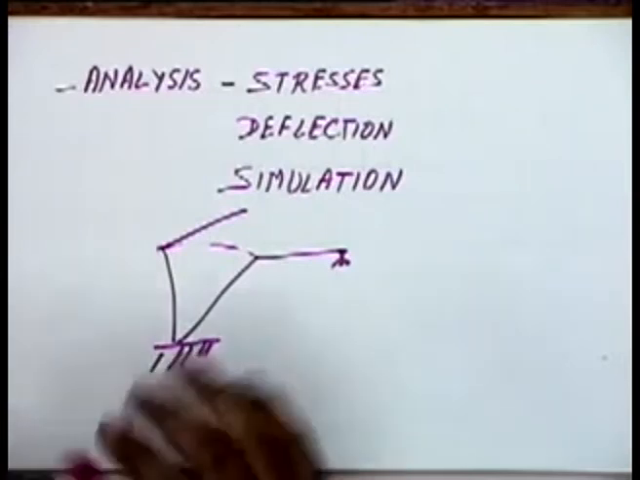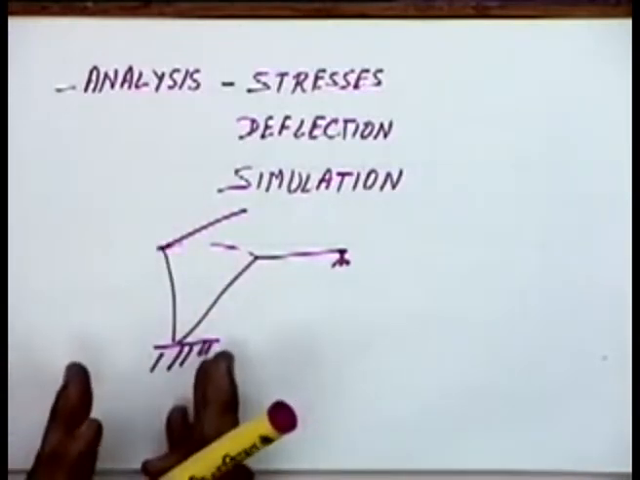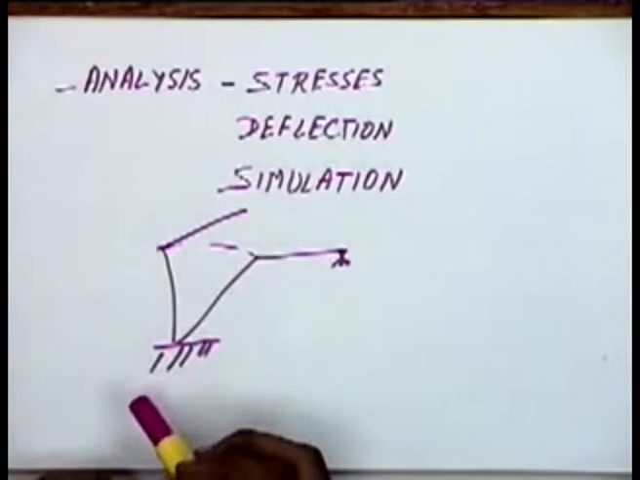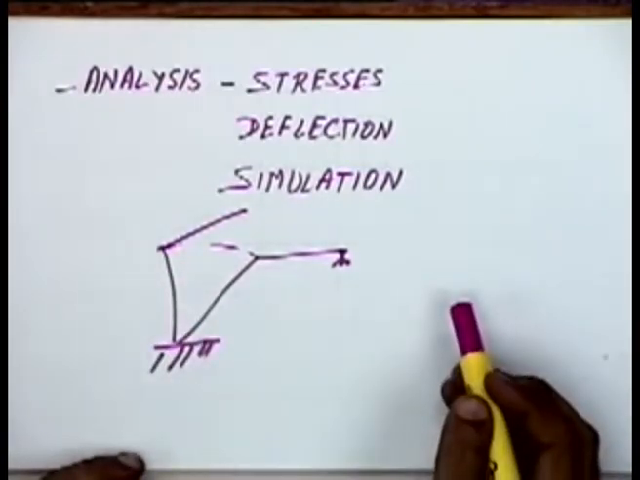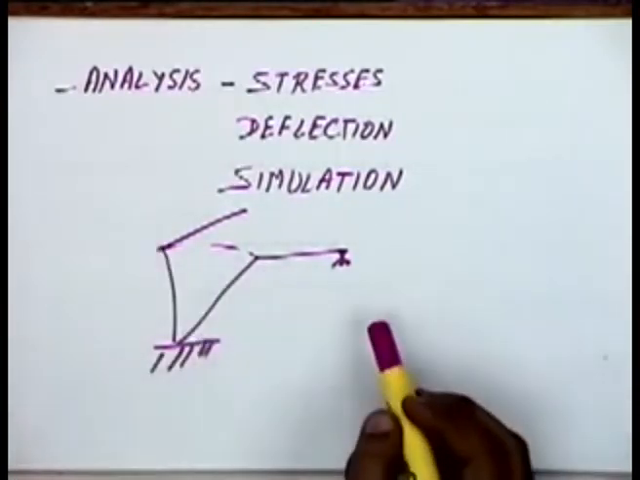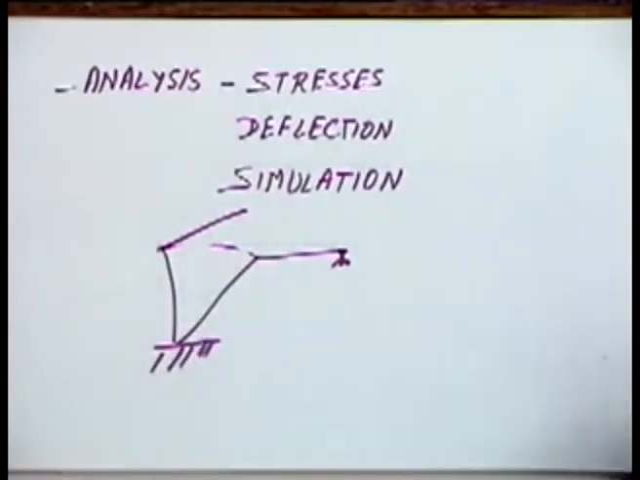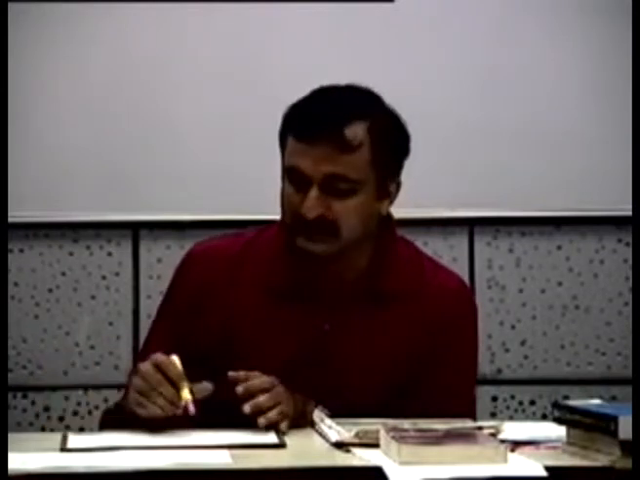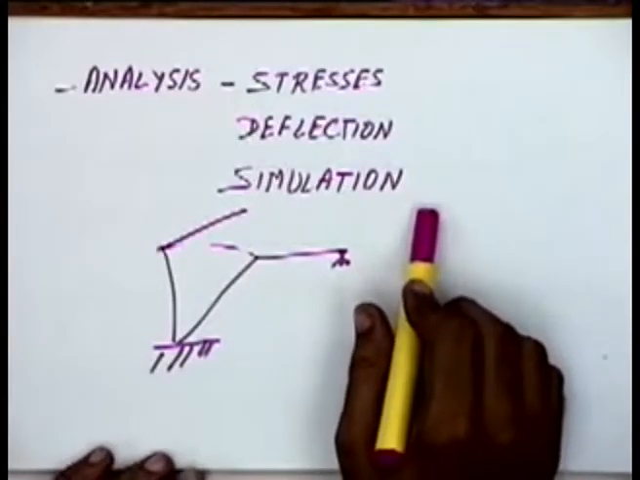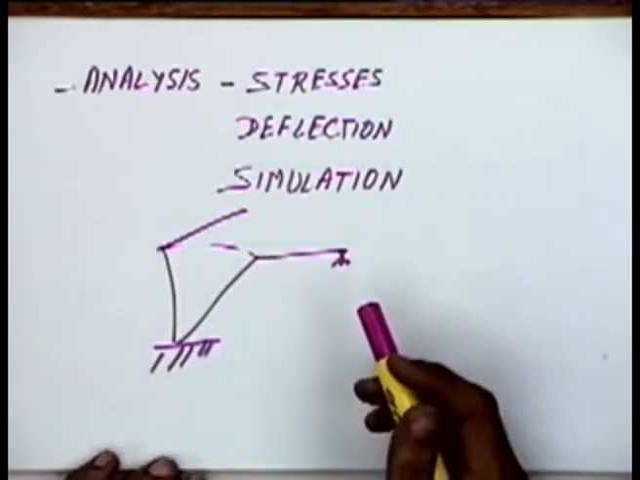We want to be able to visualize how this mechanism would move in actual space. So we want to simulate its motion and then actually animate it on the screen and see how the motion will take place. So that is what we mean by simulation. We want to simulate the motion of an object.